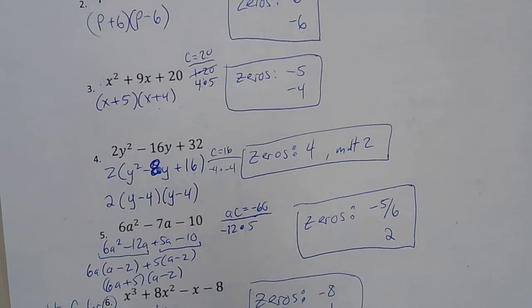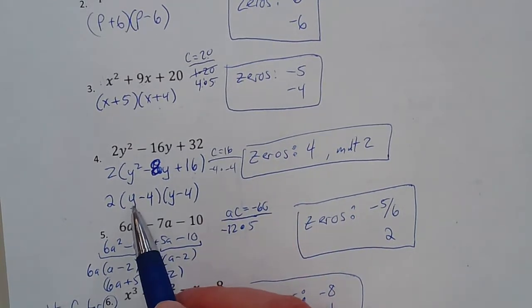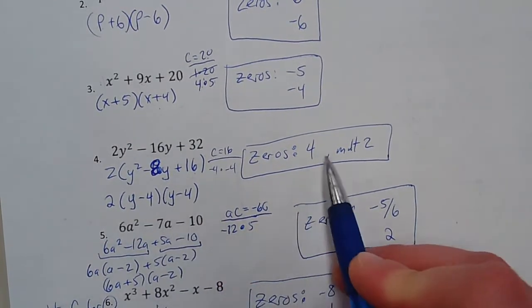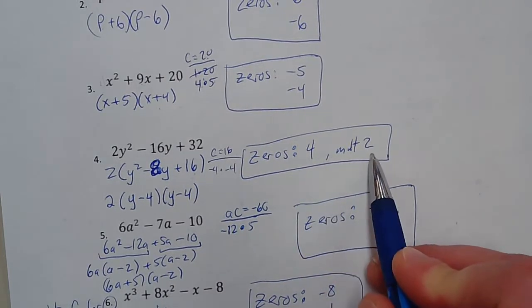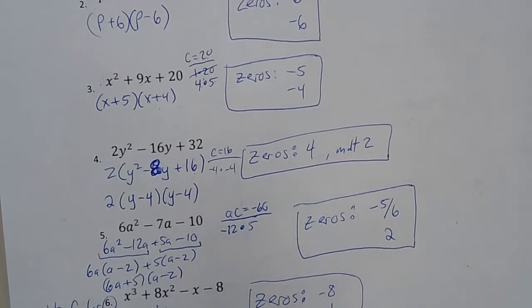And then this is another good example of multiplicity. The zero for this factor is 4, and the zero for this factor is 4. So the 4 appears twice. We'd say it has a multiplicity of 2. Technically it only has one solution, but that same solution appears twice, therefore it meets the condition of needing to have 2 solutions.